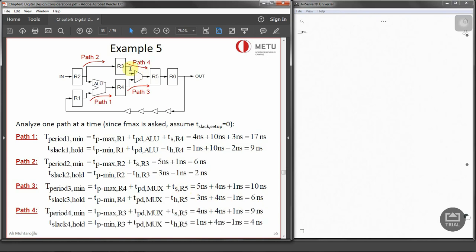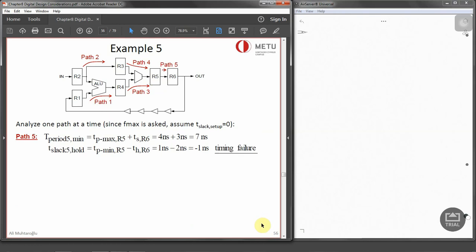And path 4 is R3 to R5. Then we need to have the maximum of R3, the propagation delay of the multiplexer, and the setup time of R5. When we add them together, that's 9 nanoseconds. And for the hold, we need the R3 minimum delay, the multiplexer's propagation delay, and R5's hold time has to be subtracted, which will give us 4 nanoseconds.